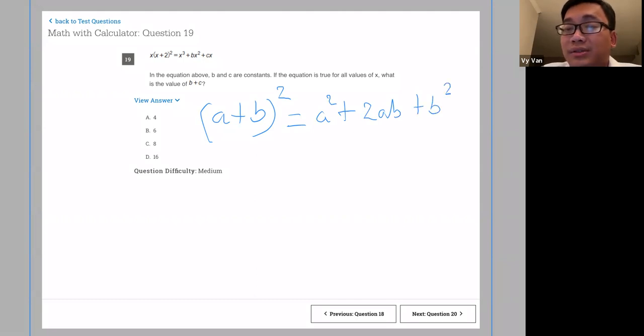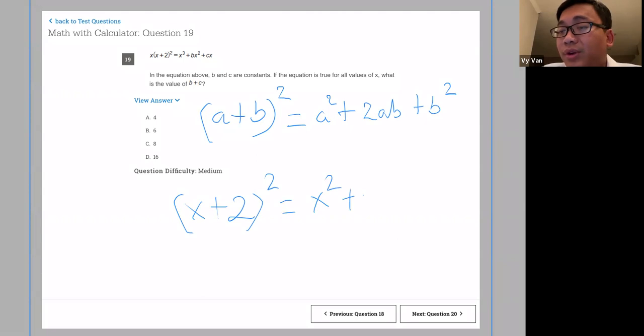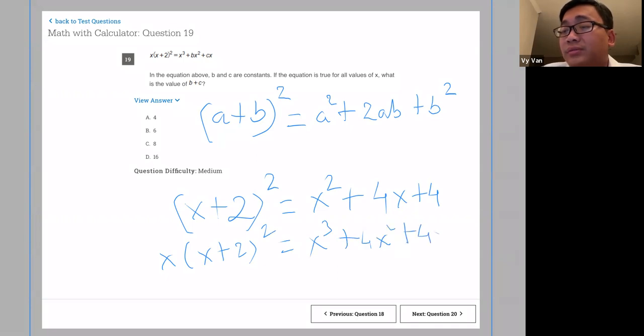So let's apply this. X plus 2 squared is the same as x squared plus 2 times x times 2, which is 4x, plus 4. And then we have an x in the front, so we just distribute the x to all of them. X cubed plus 4x squared plus 4x. They're asking for B and C, so the sum is 8.